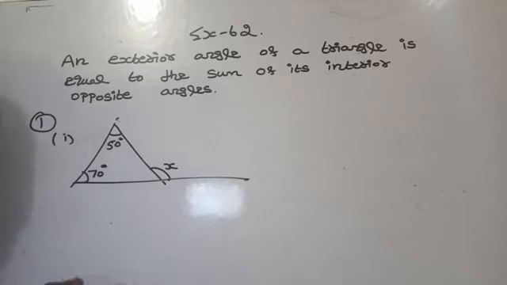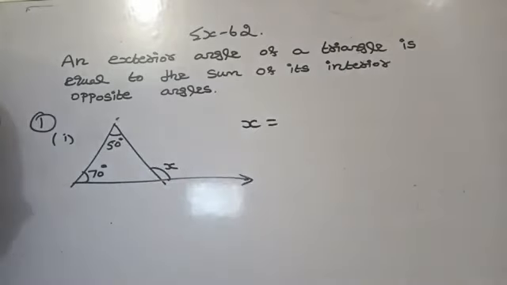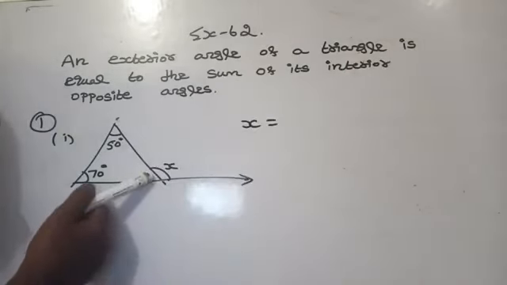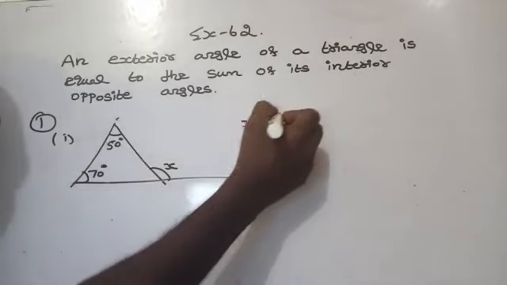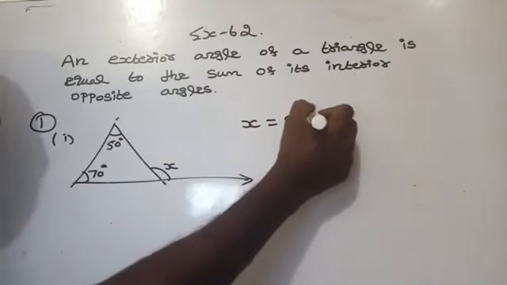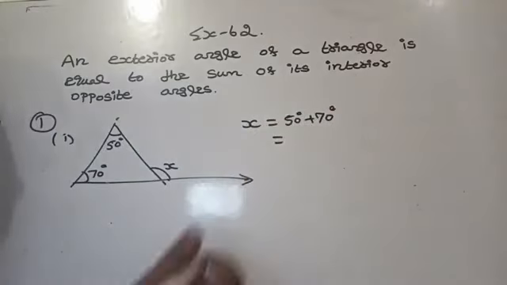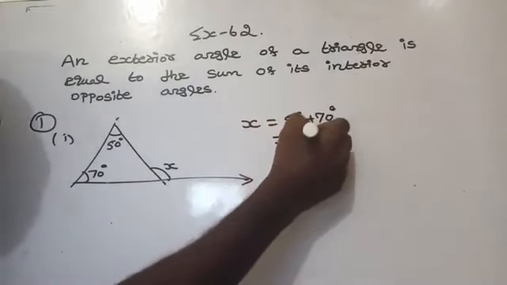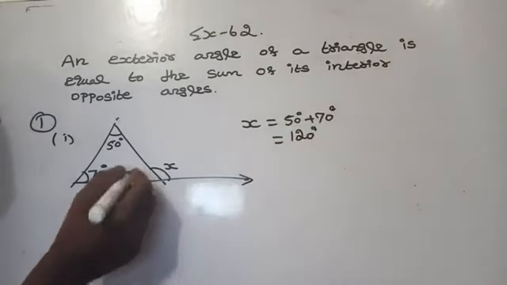Now we know that an exterior angle is equal to what? The sum of the opposite angles to the interior. Which one is exterior? This is exterior. Which one is interior? This is an interior. What are the two opposite angles to the interior? 50 and 70. Therefore, the exterior angle is equal to the sum of the opposite angles to the interior. So 50 plus 70 is how much? 120 degrees.